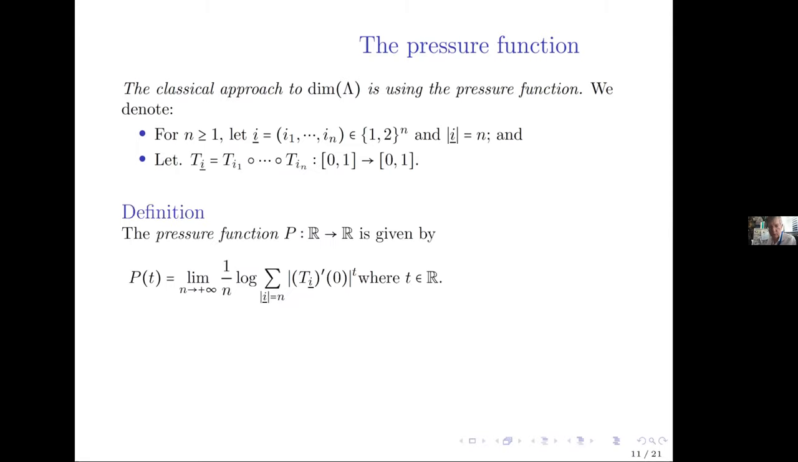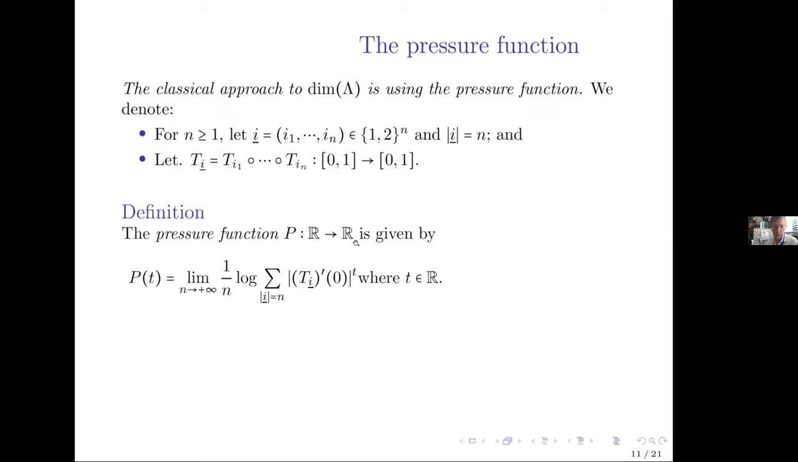And then the pressure function, which we all know and love, but maybe don't always write it like this, we can just say is equal to the limit as n tends to infinity of 1 over n times the log of something. You may be counting periodic orbits, you may be looking at n epsilon separated sets or something like that. But here we're just looking at these words. We're looking at the image of 0 under this particular contraction and looking at the derivative. And then as a function, we put t in the exponent and it gives us a map from the real line to the real line.